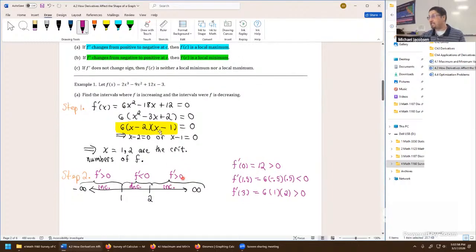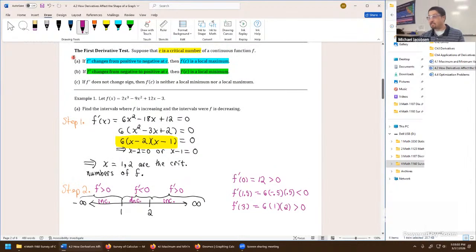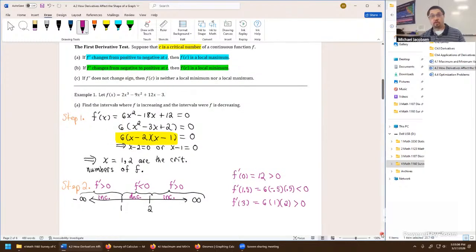Now we're ready to summarize the entire conclusion of part A. Then we'll go back to the first derivative test for the next portion. Well, any questions or comments at all, folks, getting through this part of step 2?